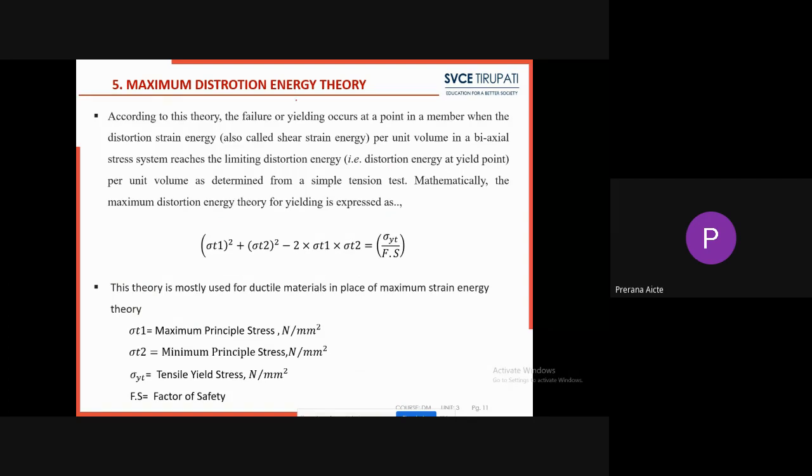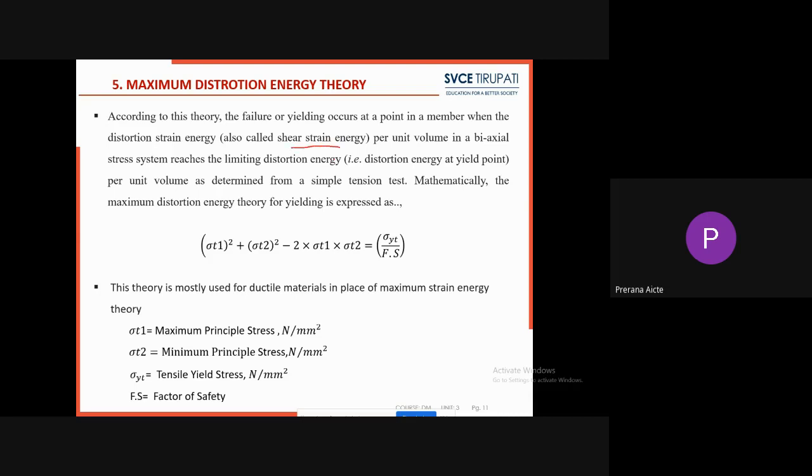What is distortion? Anyone? Distortion means shear. Okay? So this theorem is also called the shear strain theory.